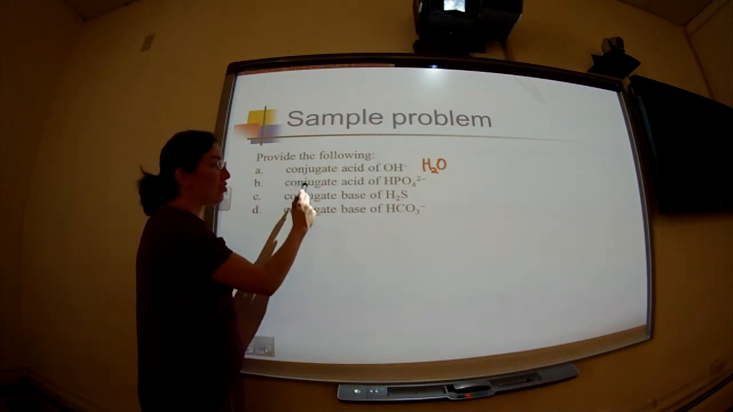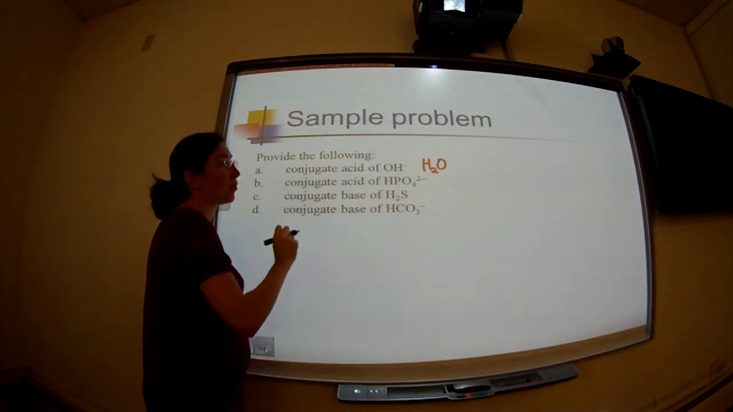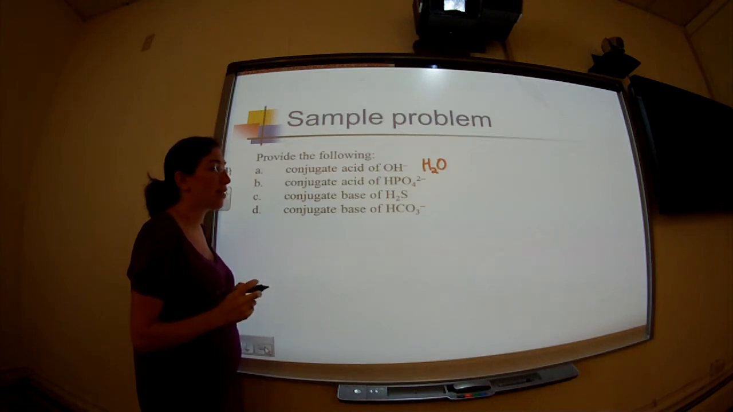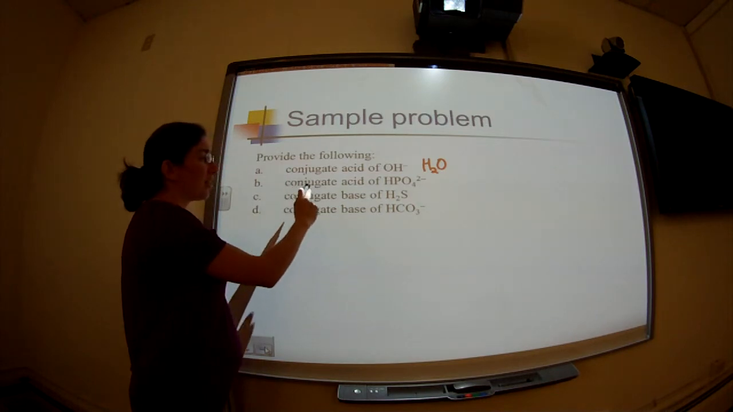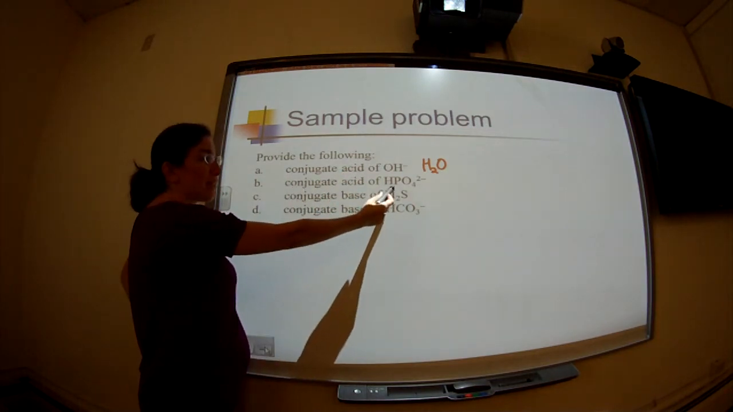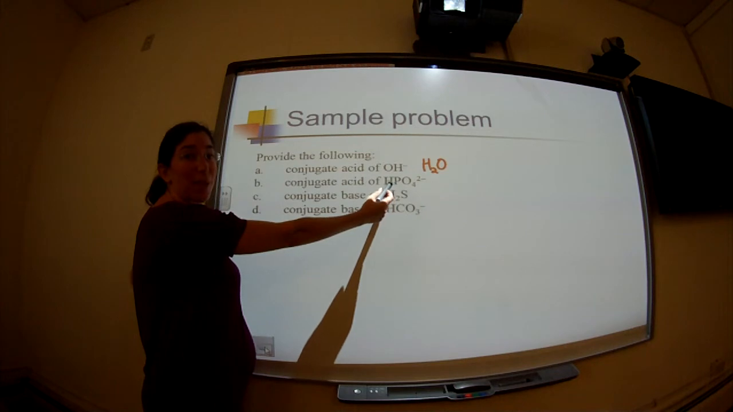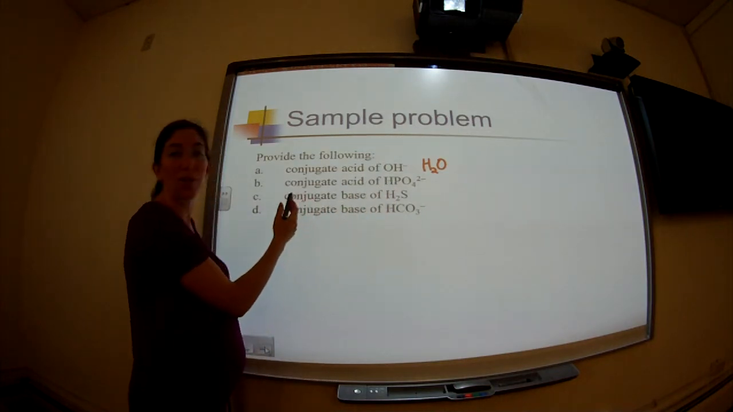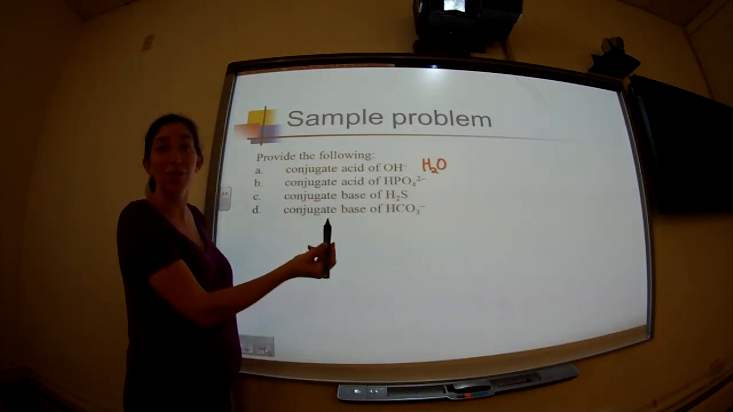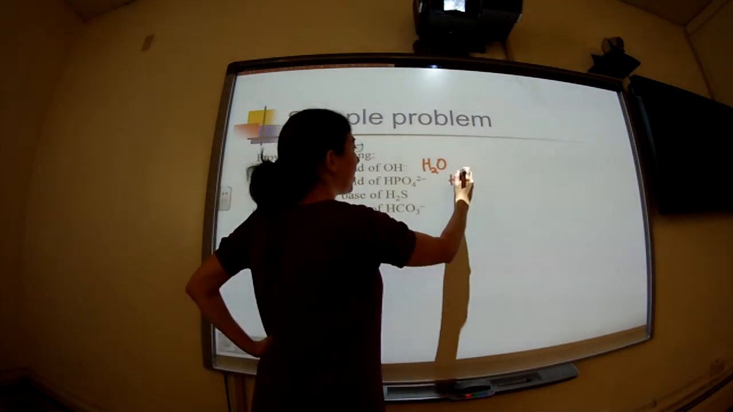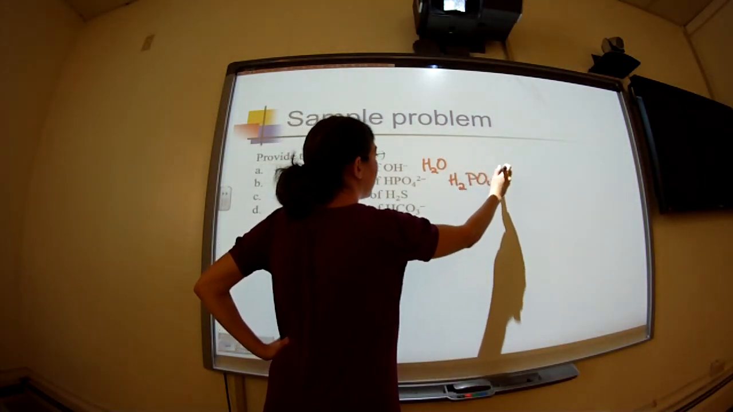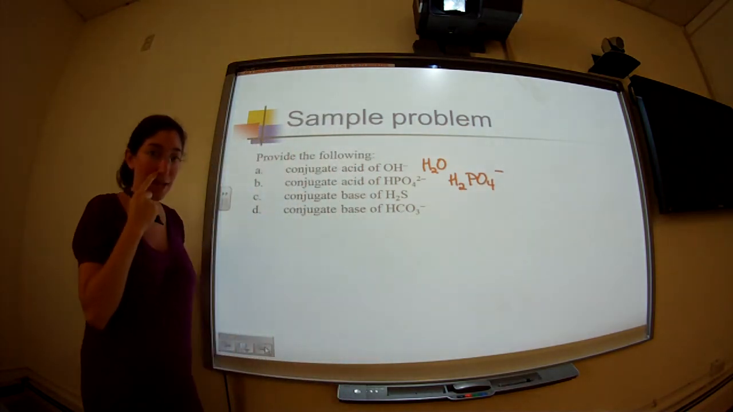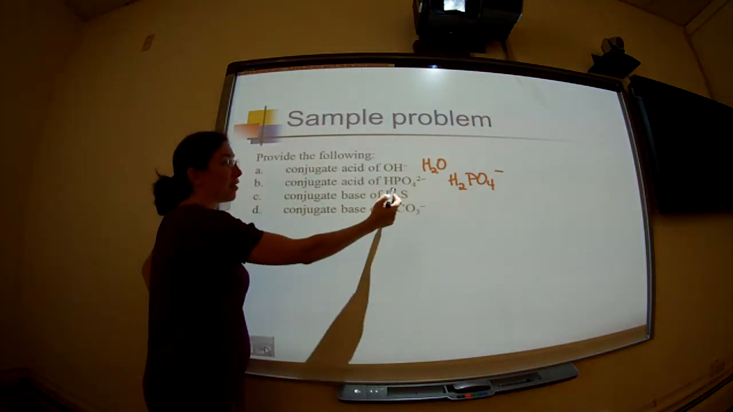How about this one? The conjugate acid of HPO4 2 minus. So that's the phosphate ion, I think. This is the base, the proton acceptor. Then what is the proton donor version? It's the one with an extra proton, so it will be H2PO4 minus. See, I've added a proton.